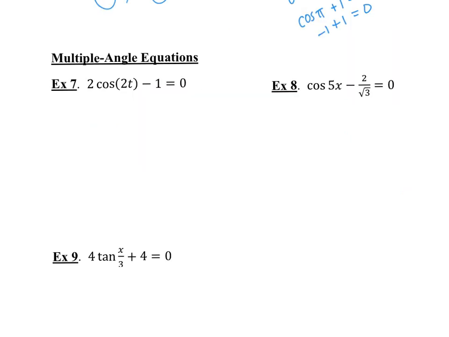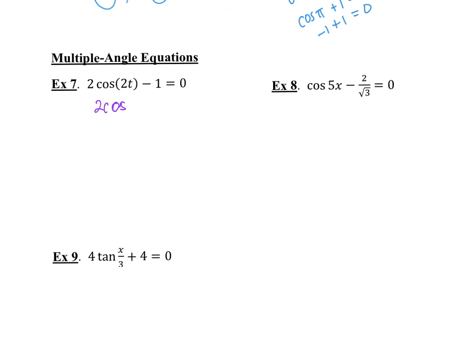Okay, the next type of equation we're going to tackle is multiple angle equations, and then we will save the last type of equation for next class. Multiple angle equations just means instead of having a single x here, I'm going to have a multiple. I have a 2t, I have a 5x, I have an x over 3. So to start off, I'm still going to isolate the trig function.